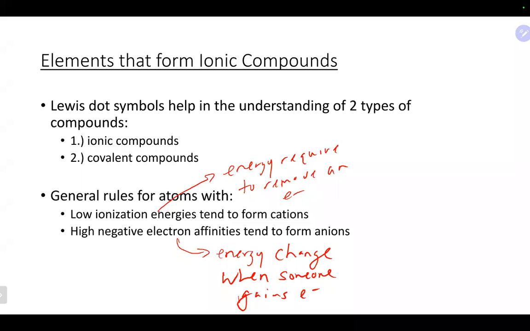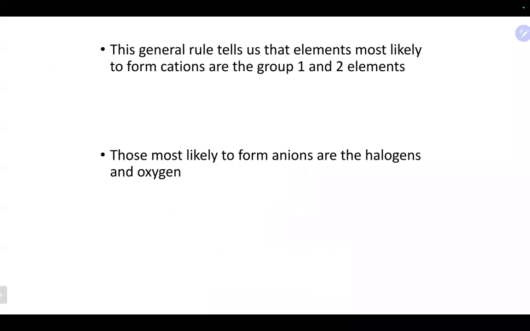The general trend for that is it increases as you go up and to the right on the periodic table, which is where our nonmetals are. So again, our nonmetals typically like to gain electrons. Our metals don't really like to hang on to electrons. So our nonmetals typically form negatively charged ions, and our cations, which are our positively charged ions, usually come from our metals. The general rule tells us that things in group 1 and 2 will form positive ions, and things like the halogens, oxygen, and all of our nonmetals on the periodic table will form negatively charged ions.